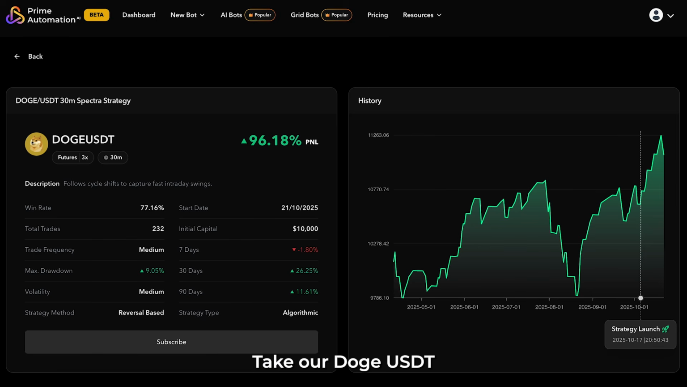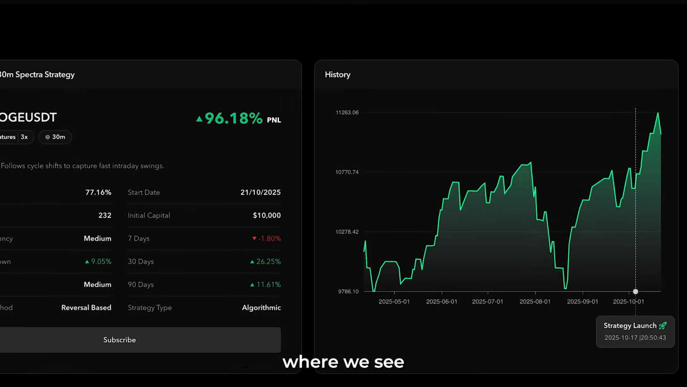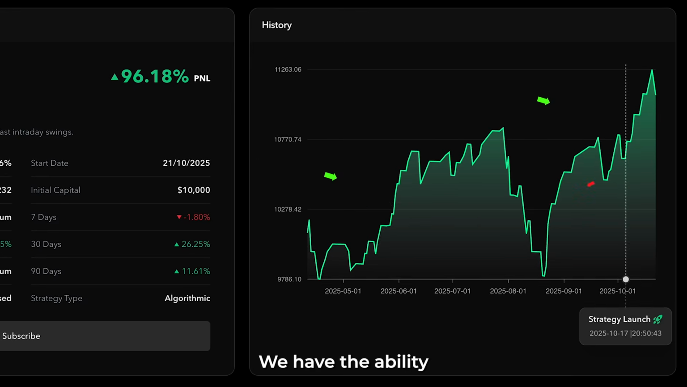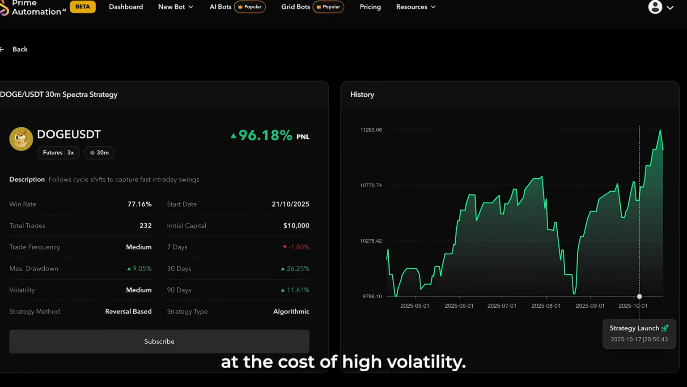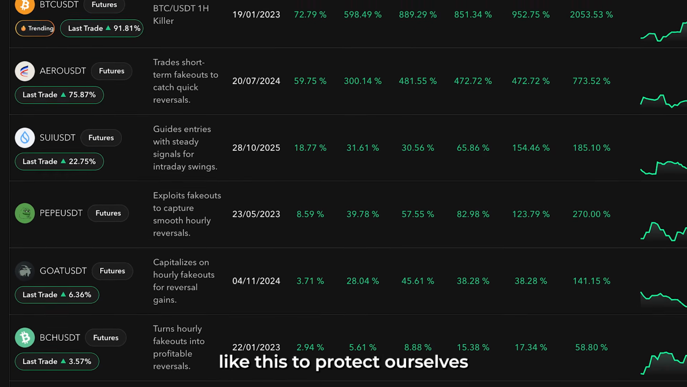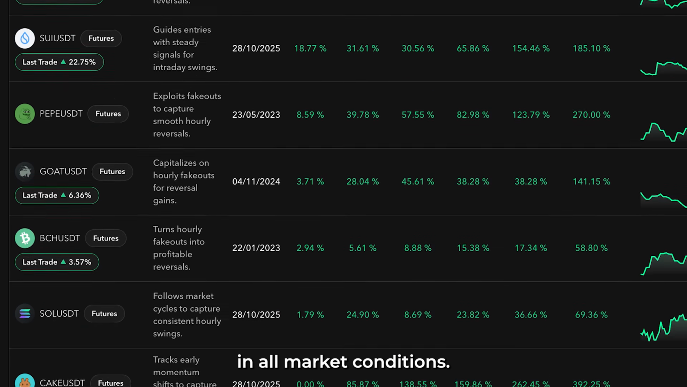Take our Doge USDT strategy, for example, where we see both sharp upward moves and also sharp downwards ones. We have the ability to make higher gains at the cost of higher volatility. We can add multiple varying other strategies like this to protect ourselves in all market conditions.